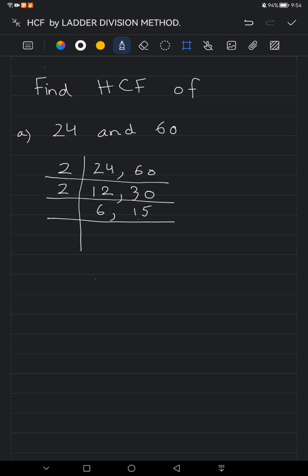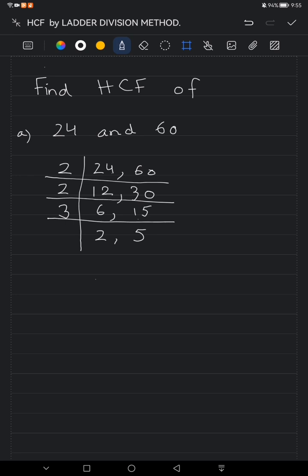15 is odd, 6 is even, so we cannot divide them together with prime factor 2. So the next possible prime factor we can check is 3. 3 is a common prime factor of these two. 3 times 2 and 3 times 5. Now what we are left with, 2 and 5. 2 and 5 do not have any common prime factor. So our work is finished here. We will not further divide them.